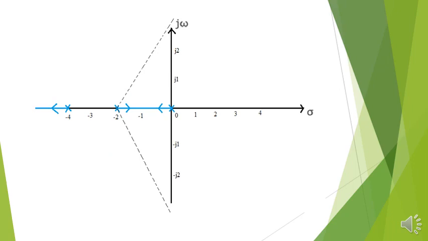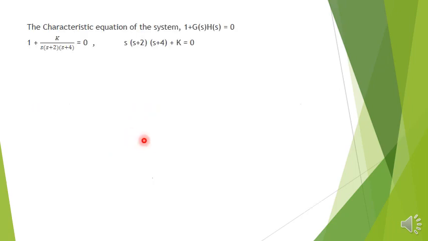Next is breakaway points. To obtain the breakaway points, we need to obtain the characteristic equation. In general, the characteristic equation of the system is 1 plus G(s)H(s) equal to 0. So for this particular problem, 1 plus K divided by s(s plus 2)(s plus 4) equal to 0. If I take the common denominator and cross multiply, I will get s(s plus 2)(s plus 4) plus K equal to 0.